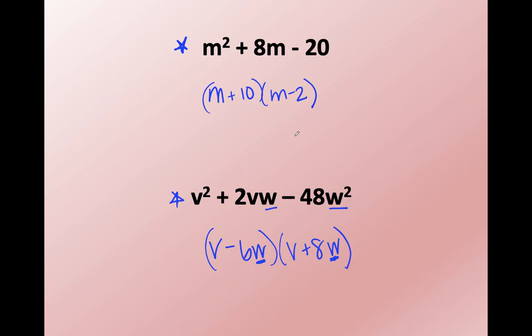Okay, so remember those two important questions to ask yourself. What two numbers multiply together to equal C, but add together to equal B? That will help you find your two binomial factors for factoring trinomials.